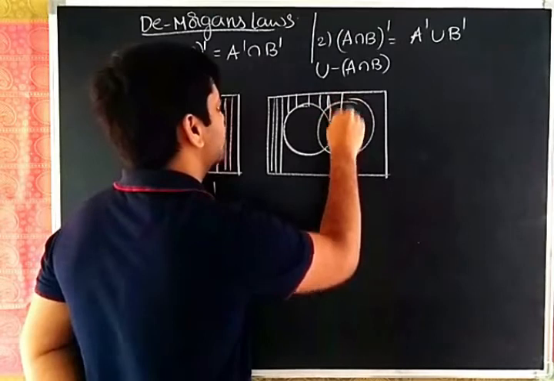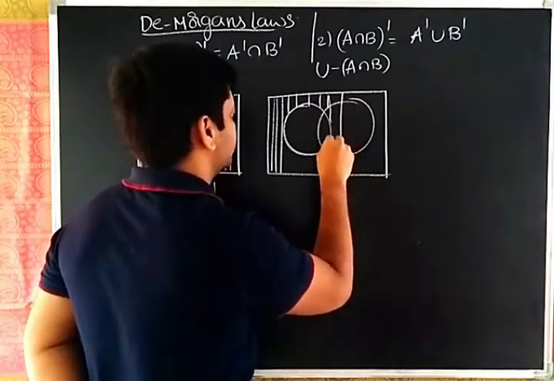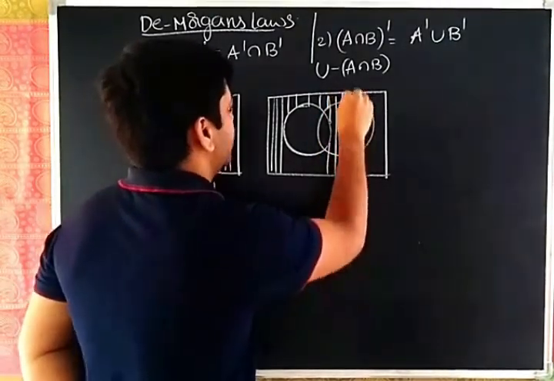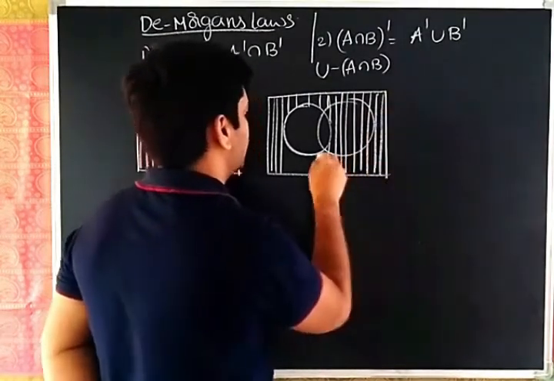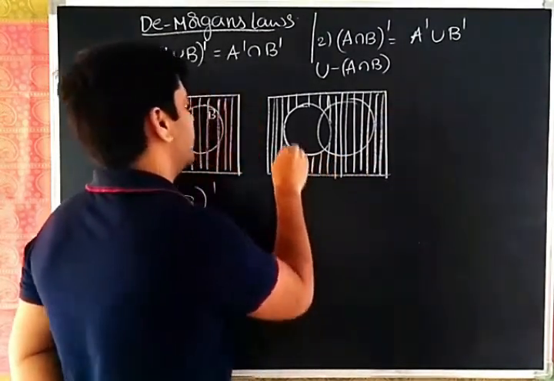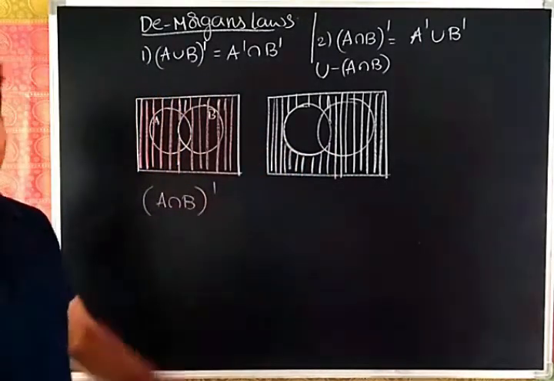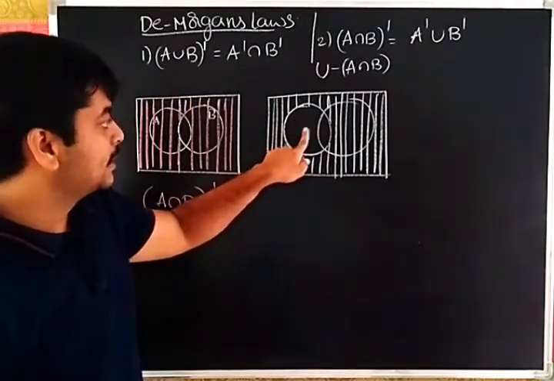B can be included. You should not include A, not even a small part. The remaining part you should include. Okay, so I am not shading this region as well as the common part.